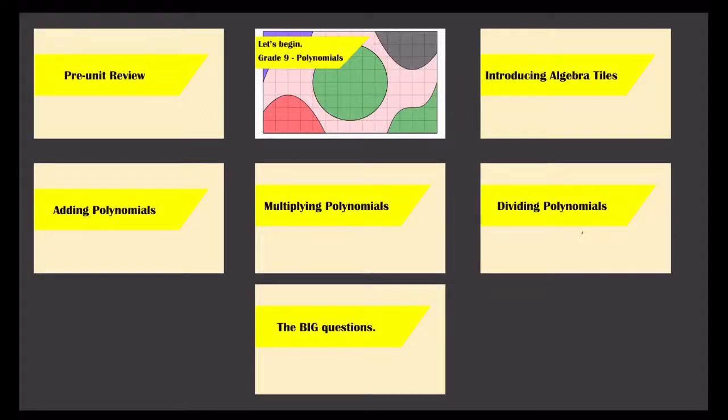Welcome back to our polynomials unit. Today we're going to be looking at dividing polynomials. We've reviewed multiplying, adding, and subtracting polynomials. We introduced algebra tiles, which we've used for all of these. We've talked about what a polynomial is, and we went through basic exponent laws and commutative rules in our pre-unit review. All that should be watched before dividing polynomials. We'll get into that unit right now.